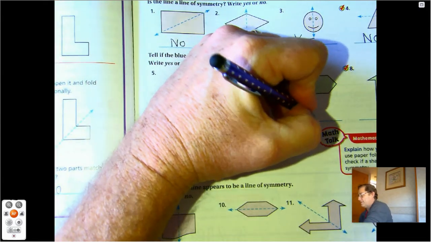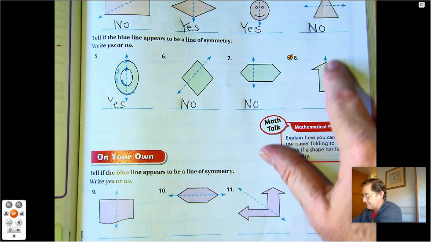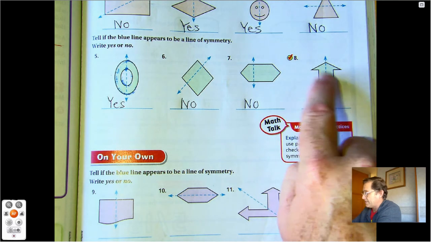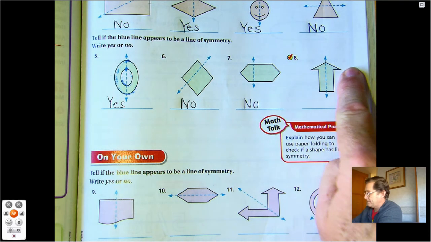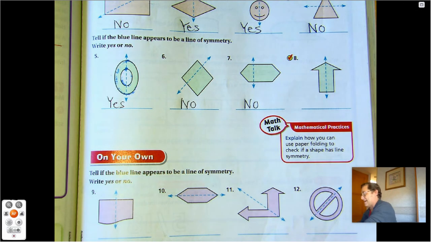So no. 8 is. You notice that it's exactly in the middle. If I fold along the line of symmetry, this point will touch this point, and this part will be on top of this part. So yeah, it will match up exactly.